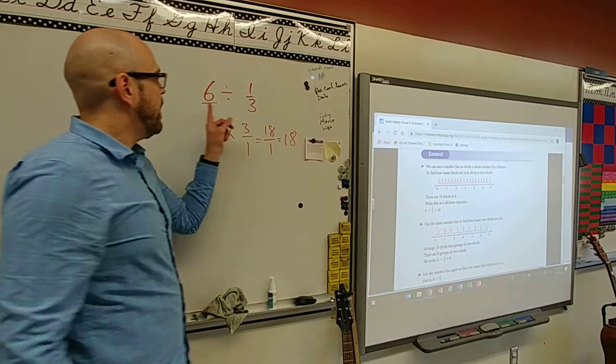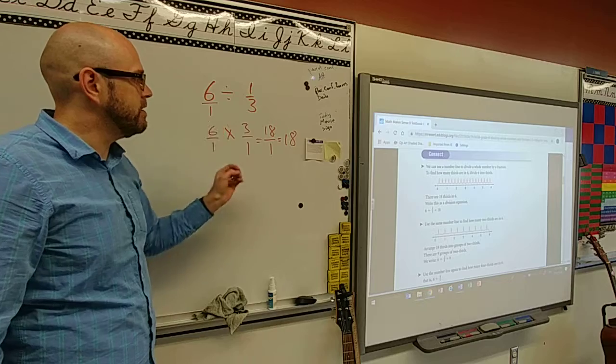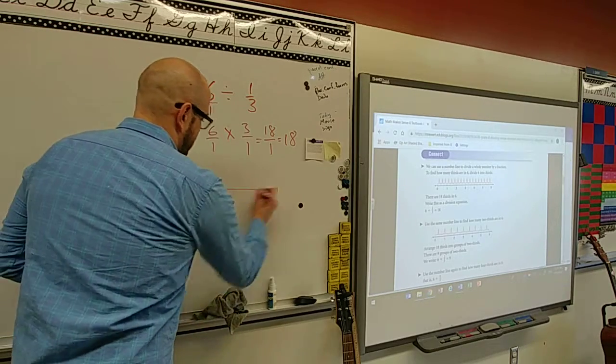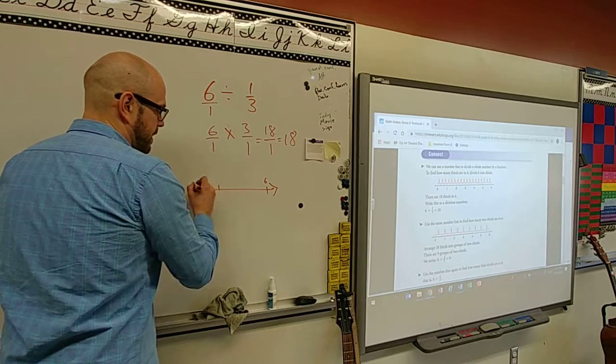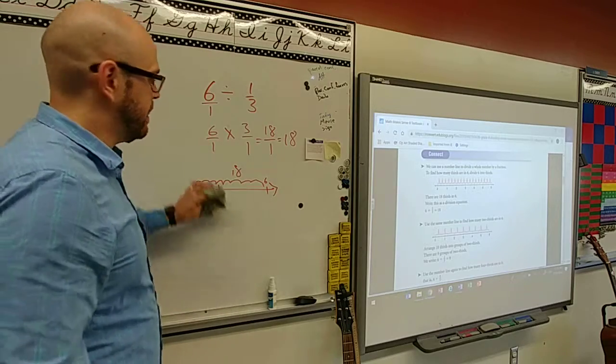So if I take 6 pizzas and I cut them into thirds, how many thirds do I get? I get 18. And what they just did, they had their number line, and they had 6 here, and they cut it into thirds, and they said, how many thirds is it to get there? And the answer was 18.